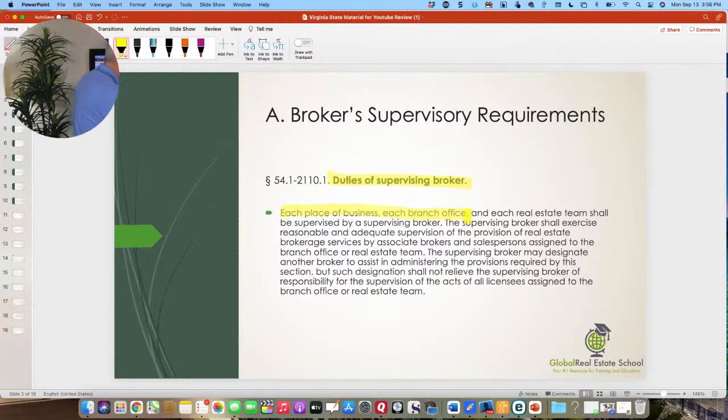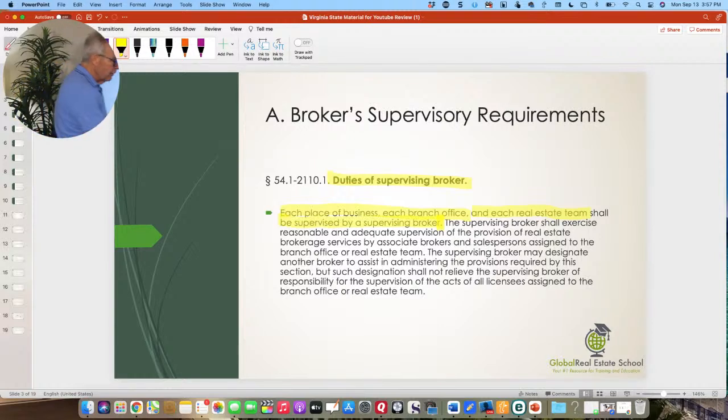And notice here, each real estate team. So I would put that in your memory bank. Not only the office or place of business, but each real estate team shall be supervised by a supervising broker. Very important for you to understand that. There has to be someone in charge at the office over the agents, and as you can see here, even if you have a real estate team.